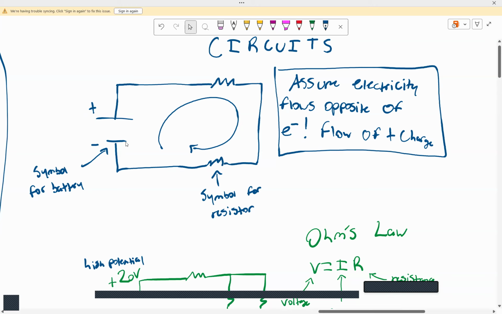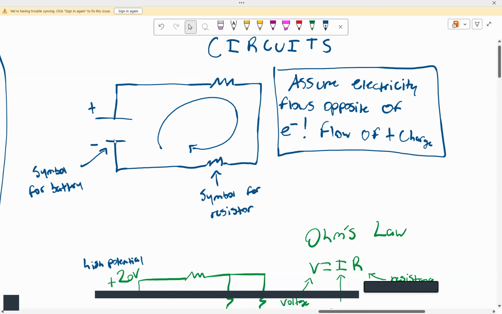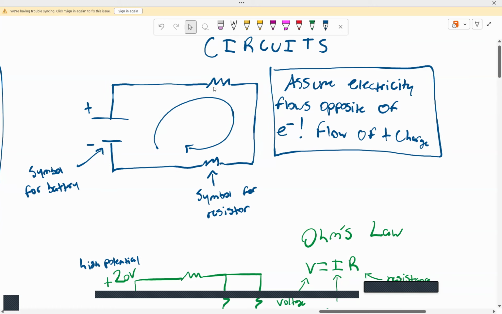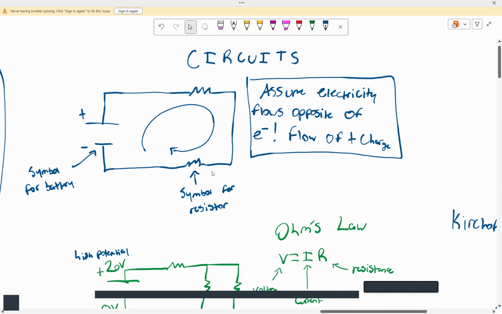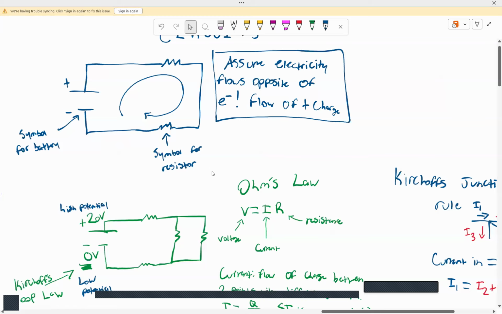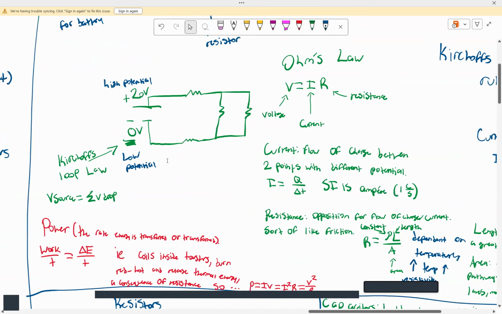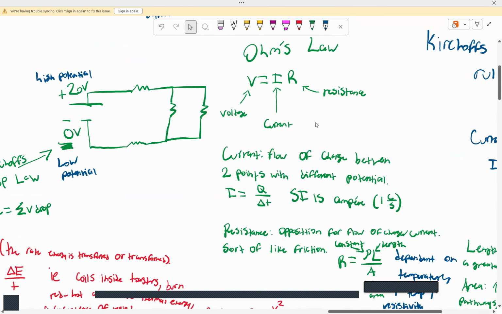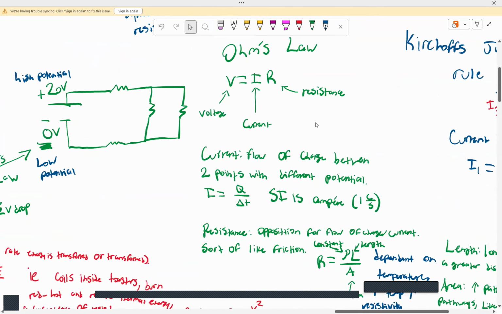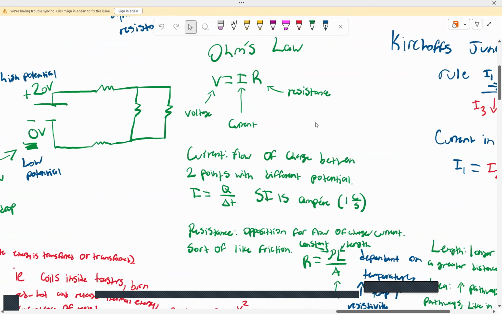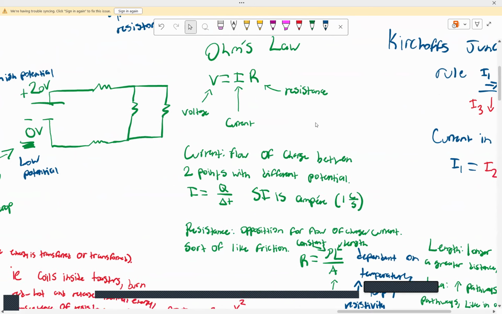So this is a symbol of a battery. You have the positive, so the longer line is on top, and the negative is a shorter line. And you see these little squiggly lines, that's a symbol for a resistor. Okay, let's go over Ohm's law first, just because I think it's pretty important. So you have voltage equals current I times the resistance.